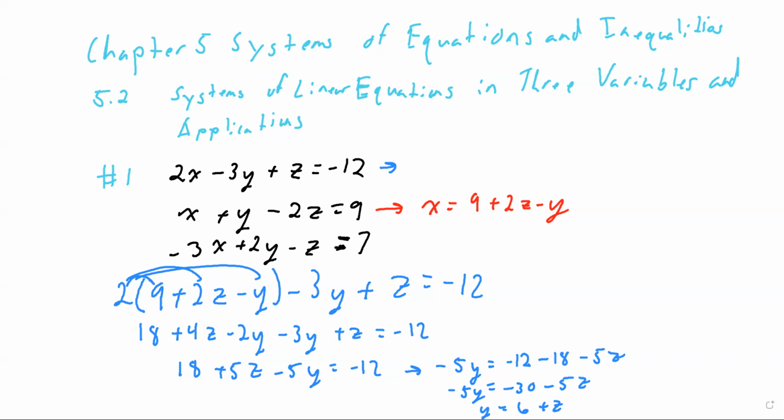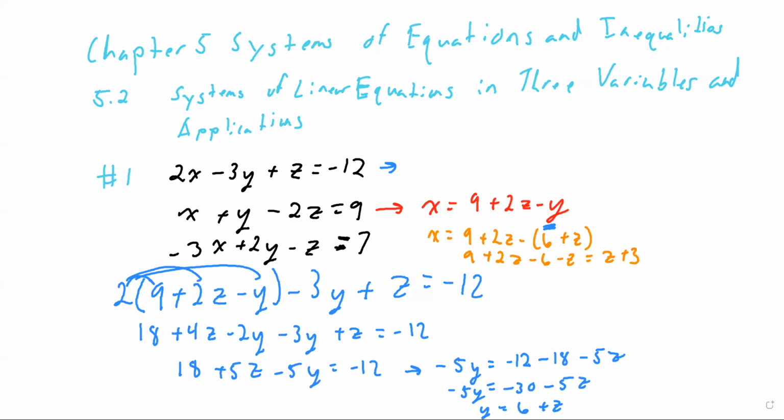Okay, let's do it. So again, I'm going to take this guy and substitute it in for my y right here. When I do that, I get x equals 9 plus 2z minus 6 plus z. I have an x equals equation with only a z now. Because now this becomes 9 plus 2z minus 6 minus z, which just ends up being, what's that, just z plus 3?